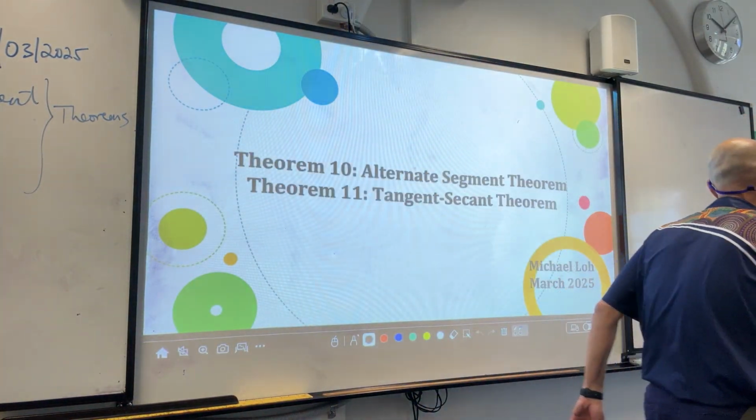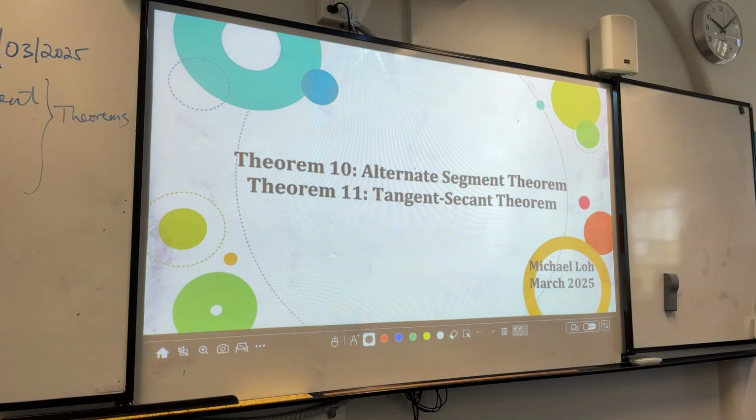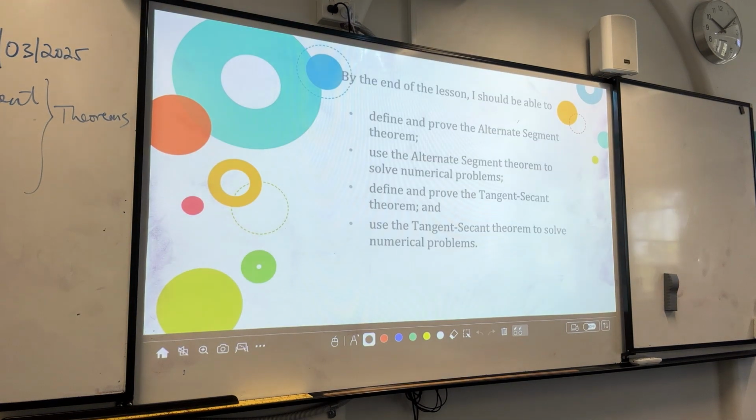We're actually going to look at the alternate segment theorem as well as the tangent secant theorem. Last two theorems that you need to know, on top of all the other things. So you need to be able to prove them and then use them to solve some practical problems.